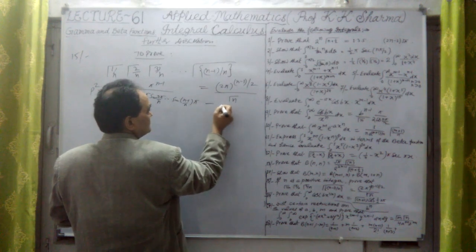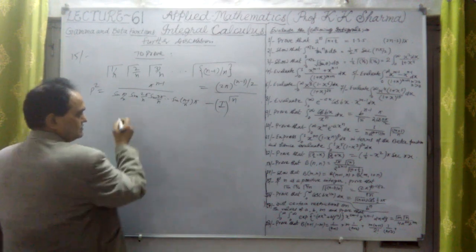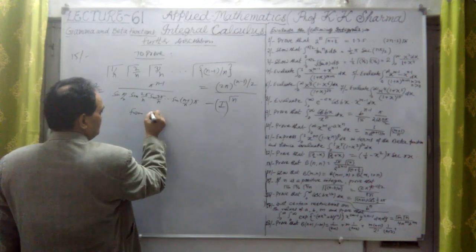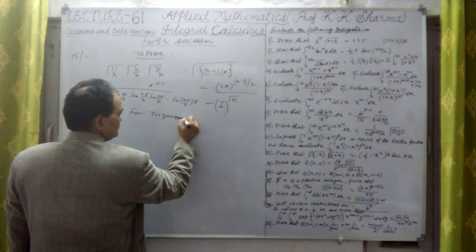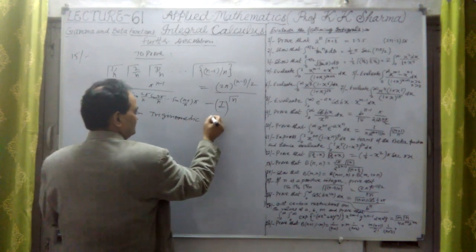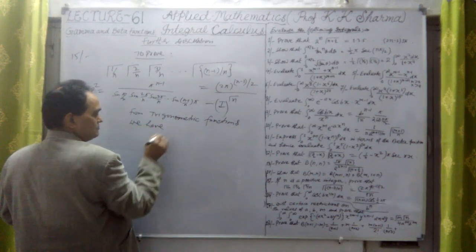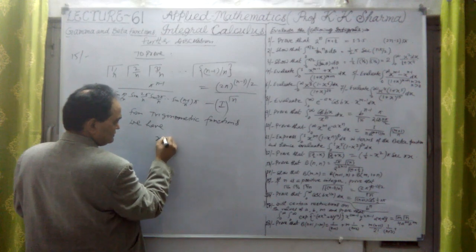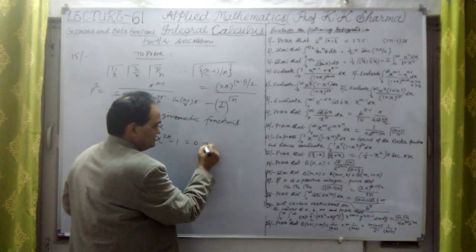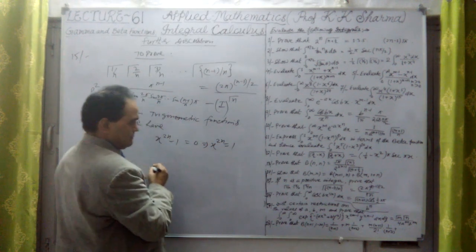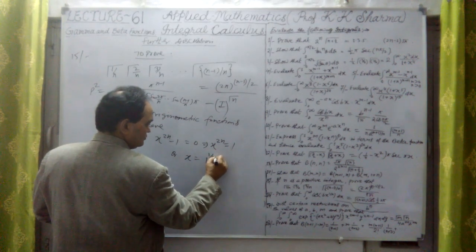So p we have to finally find out. This is the first equation we required. Now, from trigonometry, or trigonometric functions or equations, we can find out that x to the power 2n minus 1 equal to 0. This implies x to the power 2n equal to 1, or x equal to 1 to the whole power 1 upon 2n.